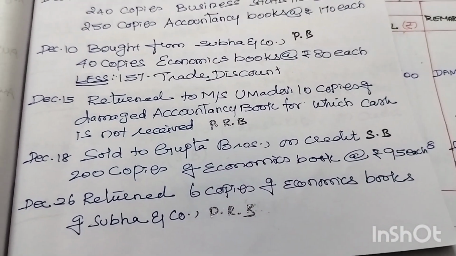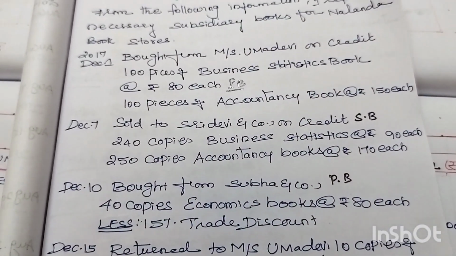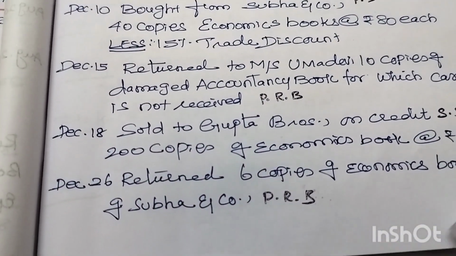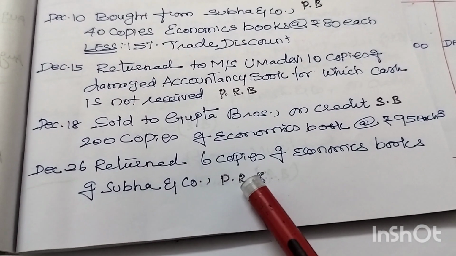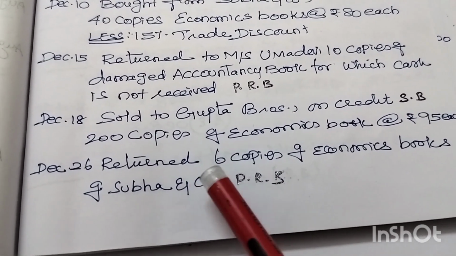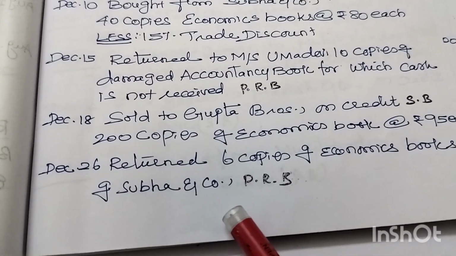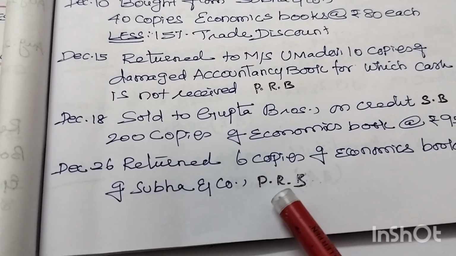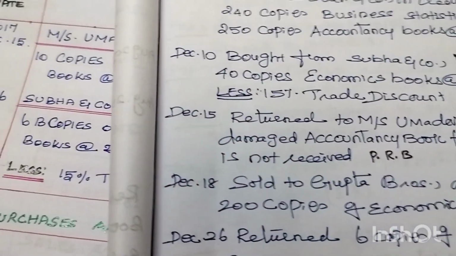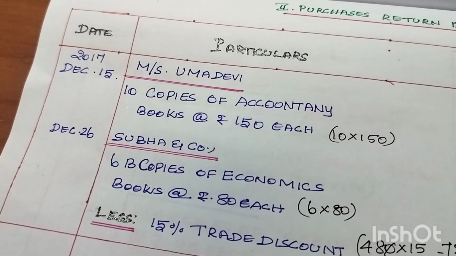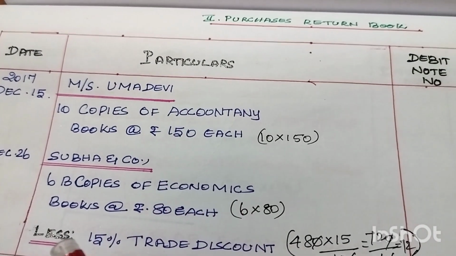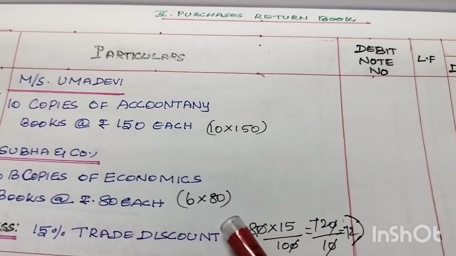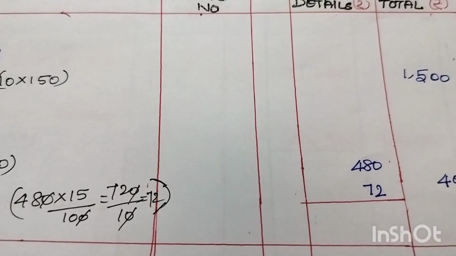Then you have to find if any other purchase return transactions are given here. Yes, on December 26, returned 6 copies of economic books to Suba and Co. So what does this transaction tell us? This transaction tells us the purchases return transaction. So you are going to enter this transaction into the purchases return book. So let's take the purchases return book dated on December 26. Suba and Co. 6 copies of economic books at rupees 80 each. So 6 into 80, how much do you get? You got 480 rupees. Okay.